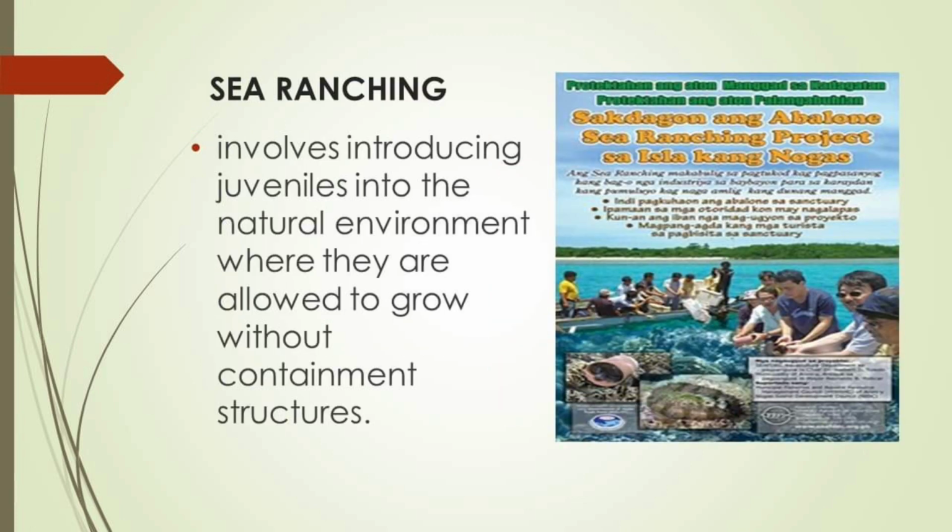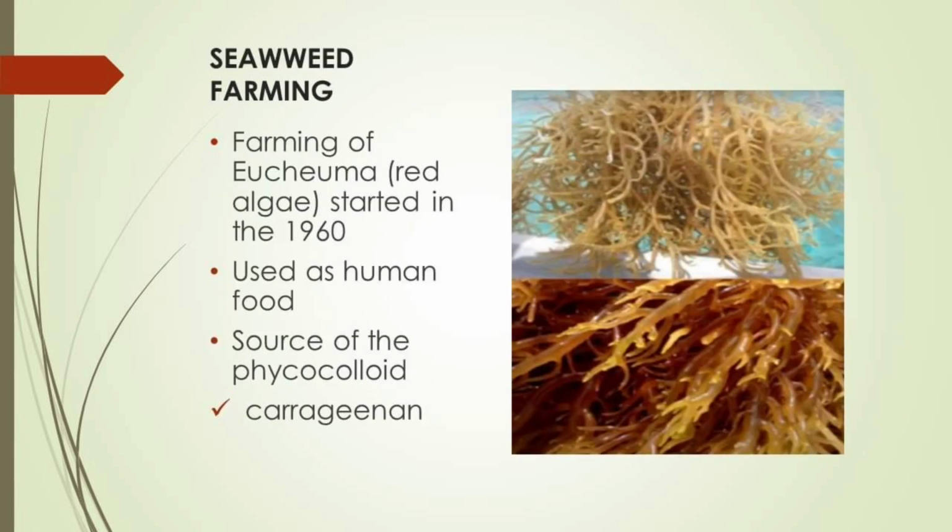Next, we have here sea ranching. It involves introducing juveniles into the natural environment where they are allowed to grow without containment structures, without enclosure, like enhancing the wild stocks in certain fishing grounds. Examples are the sea cucumber, scallops, and abalone.